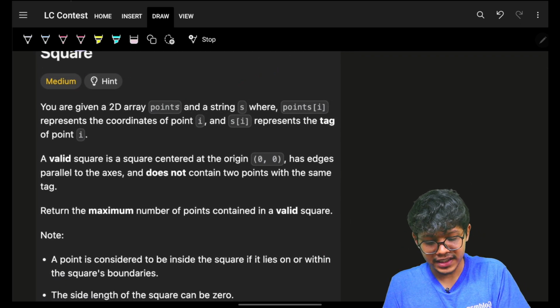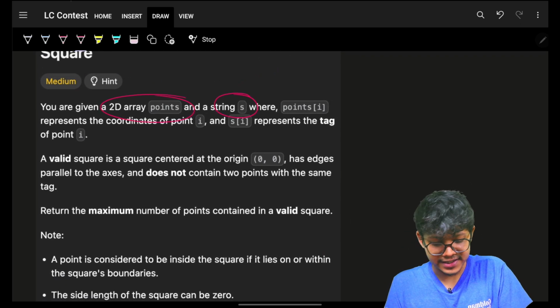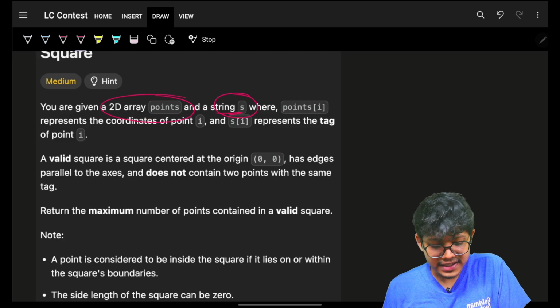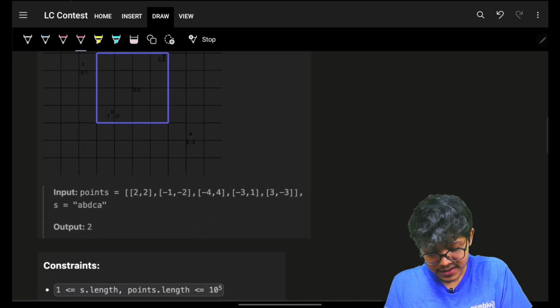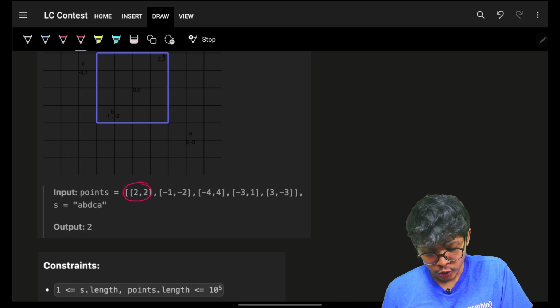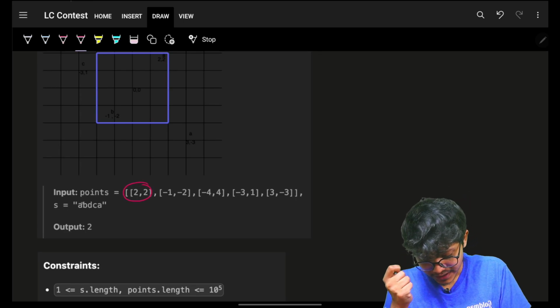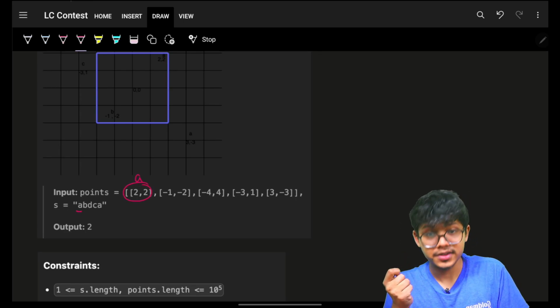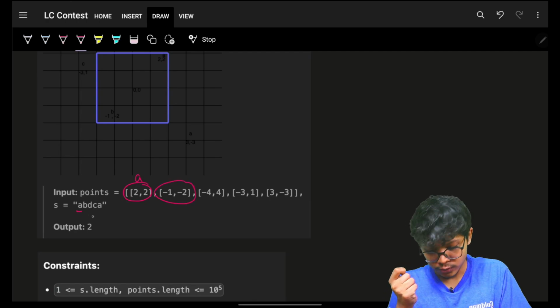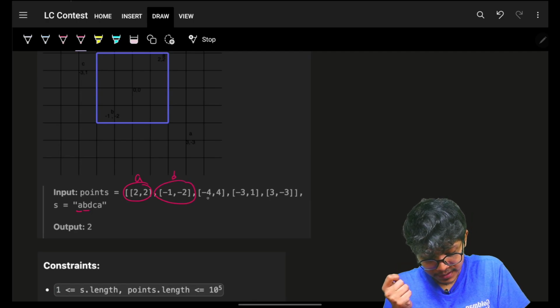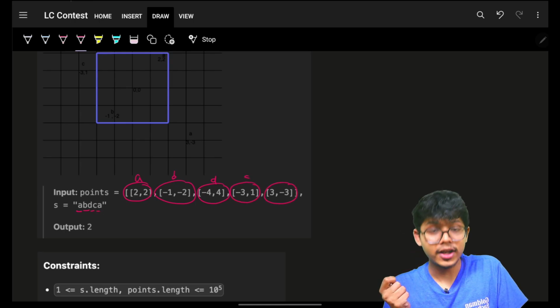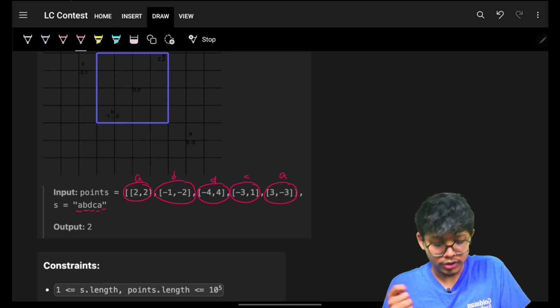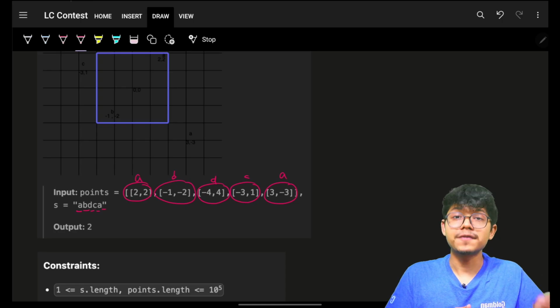So firstly, the problem is very simple. It simply says that we are given a 2D array points and a string s. What do they mean? This s gives a tag to each specific point. I mean that 2 comma 2 is the first point, and it will be tagged with the first character, a. Minus 1 comma minus 2 gets the next character, b. Minus 4 comma minus 4, d. Then minus 3 comma 1, c. Then minus 3 comma minus 3, a. So this is the tag for every specific coordinate.